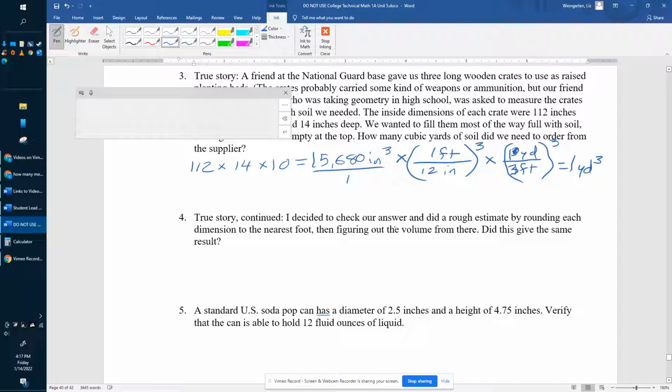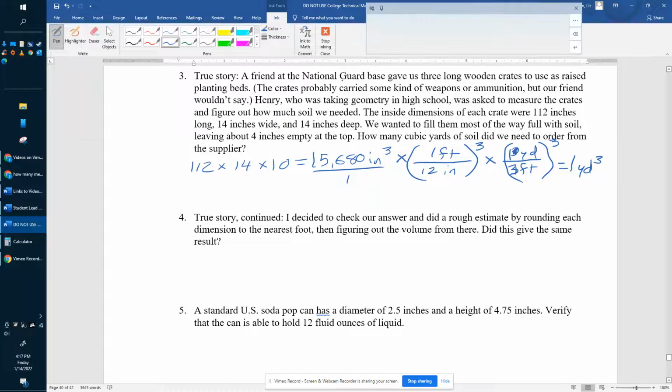I decided to check out our answer and did a rough estimate by rounding each dimension to the nearest foot, then figuring out the volume from there. Did this give the same result? All right, so instead of inches, we're going to use feet. So 112 to the nearest foot.